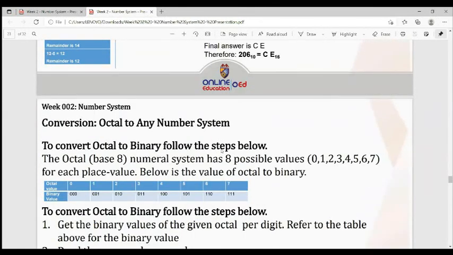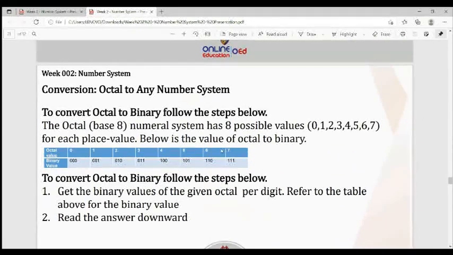Okay, so let's proceed with octal to any number system. So to convert octal to binary, follow the steps below. So parang ganito, yung steps kanina parang i-reverse lang natin. So the octal, or base of 8, numeral system has 8 possible values. So for each place value, below is the value of octal to binary. So we have this one.